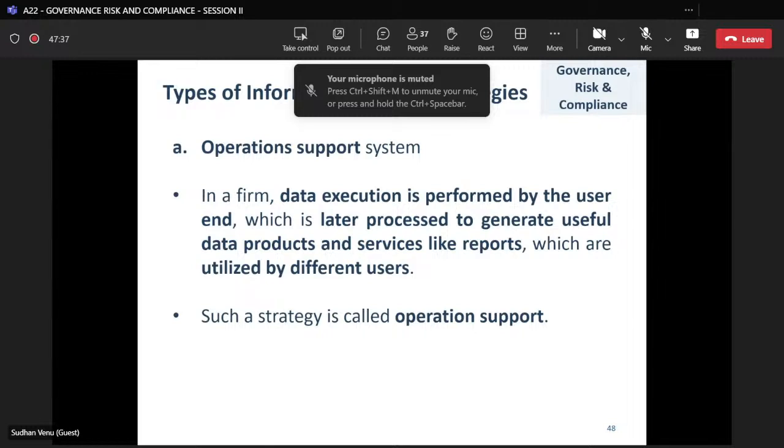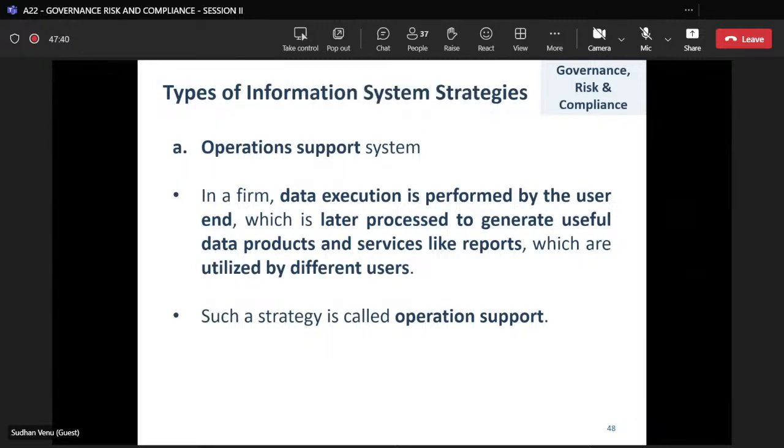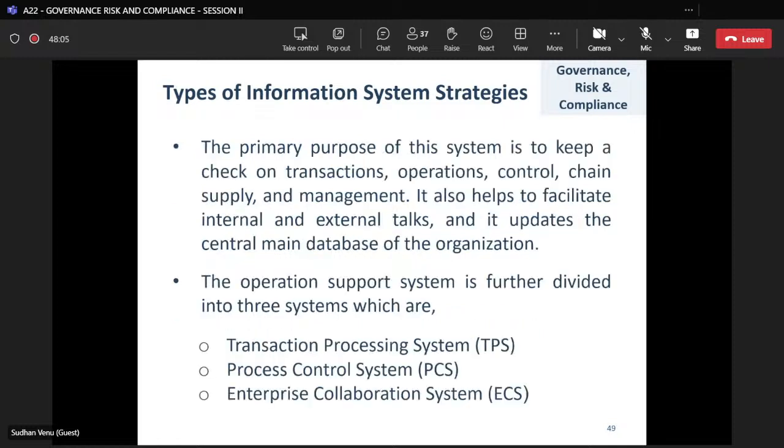As explained here, the operations support system, which is for data execution, is performed by the user end, and later the process generates useful data, products, and services like reports. So it's an operation level thing, and based on the data given by the team carrying the information system strategy plan, and based on the reports, they take the decisions. Such things are called operation support, and the management support will be the second factor.